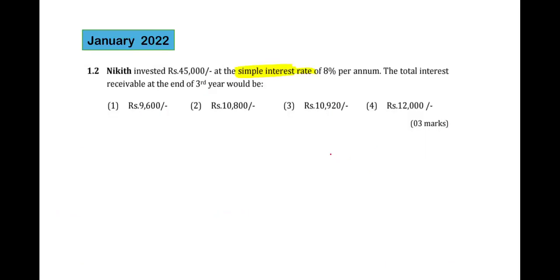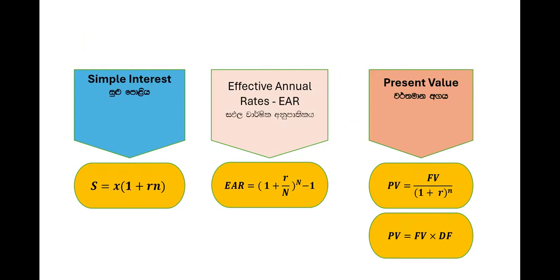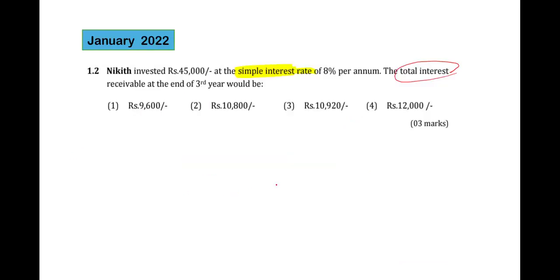Now, this one. Nikita invests 45,000 at a simple interest rate of 8% per annum. The total interest received at the end of 3 years would be. This one is also important. Now, calculate the total interest. They ask only for the interest. Right. But the formula is S equals X times (1 plus R). And this is the formula. Here, apply S equals X times (1 plus Rn).